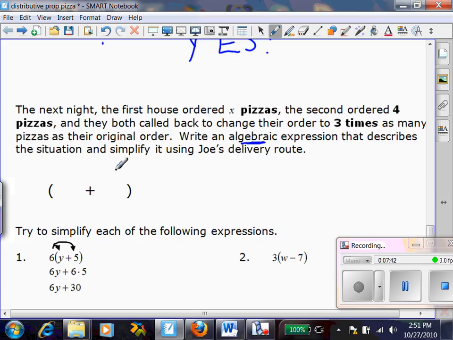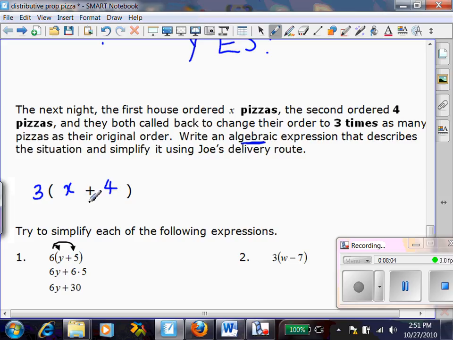We're going to do the same thing we did before. So this will be the spot for house number 1, house number 2, and then the pizza place was going to be how many times more pizzas they ordered. So the first house was x pizzas. The second house ordered 4 pizzas, and then they called back to order 3 times as many. So I'm going to put my 3 outside here.